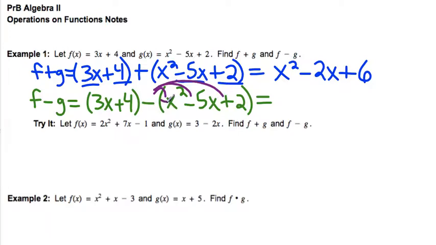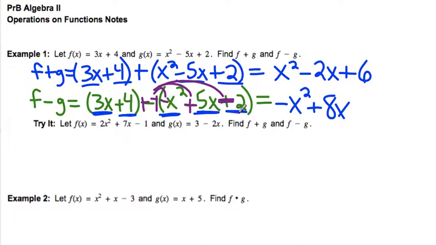So it's going to be negative x squared, positive, and this will become a negative 2. And then once I've distributed, it's like distributing that negative 1. Now this becomes plus. So I distributed that negative through, and now I could add my like terms. Okay, so when I do that, again, the x squared is all by itself, so negative x squared. I have 3x plus 5x, that's 8x. And I have 4 minus 2, which is positive 2.